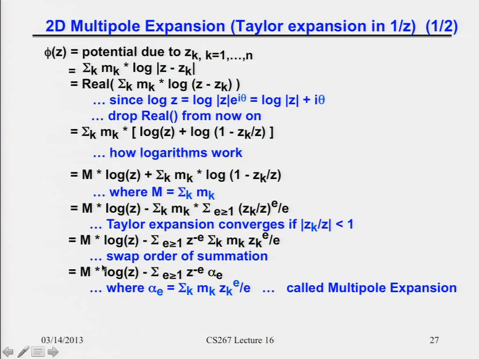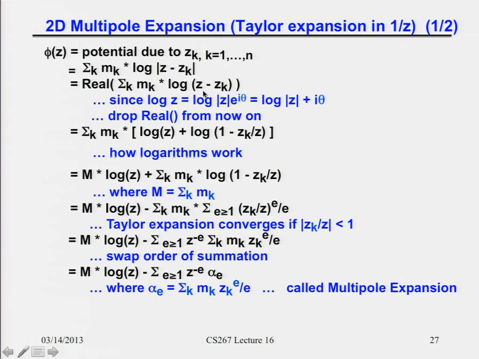So here's going to be the potential at the point z due to a bunch of particles at zk. These are complex numbers. And there is the answer. It's the mass times the log of the distance between them. So this is just the standard formula for potential. But I only want the real part. So if I take away the absolute value, I take the log of the real part. And now I'm going to drop the word real, as I said in the previous slide, just to make it a little bit easier. So I'm just going to compute this weighted sum, masses times the log of where I am minus the particle location. And I want to do a Taylor expansion of that, or a multipole expansion of that.